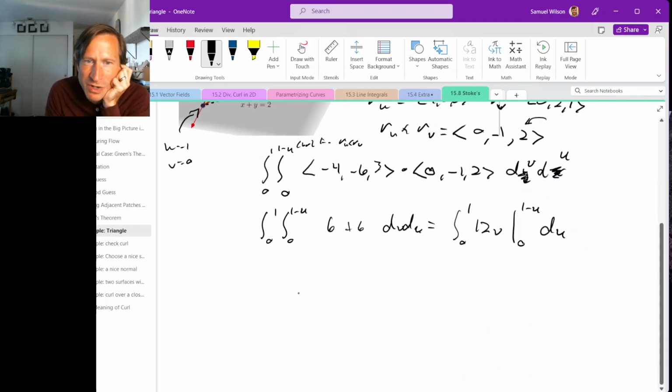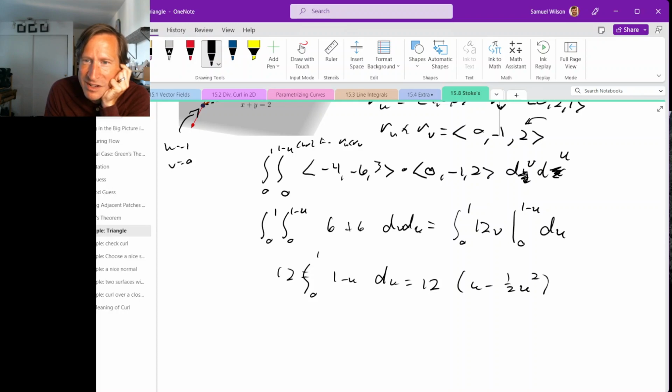We can move that 12 outside. 12 times the integral from 0 to 1 of 1 minus u minus, and when we plug in 0 we get 0, so just 1 minus u. So 12 times u minus 1/2 u squared from 0 to 1. So 12 times 1 minus 1/2, so 1/2, so 6. So we get 6.